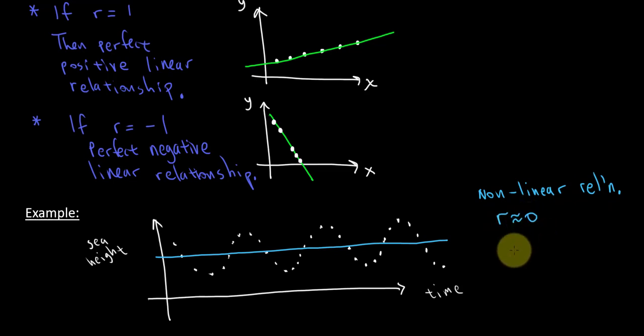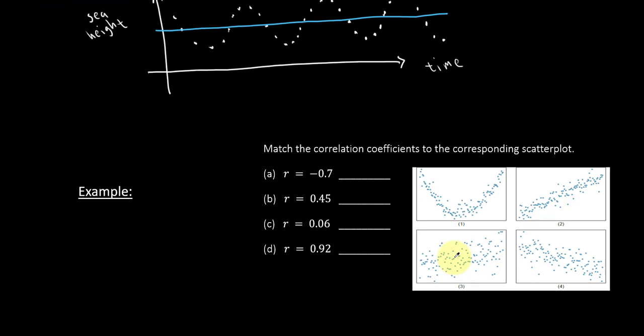I want to show you a couple more examples. Here I've got 4 scatter plots and 4 linear correlation values, and I want to see if we can match them up. So if you could, maybe pause the video and see if you can match scatterplot 1, 2, 3, and 4 with the correct correlation value on the left. All right, give it a pause.